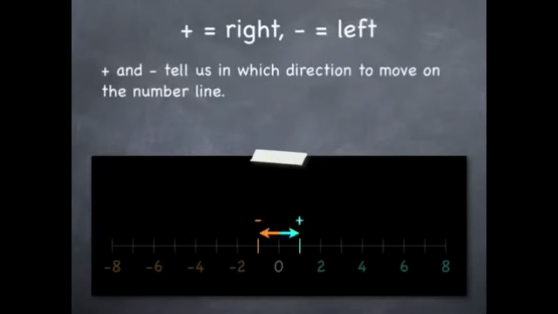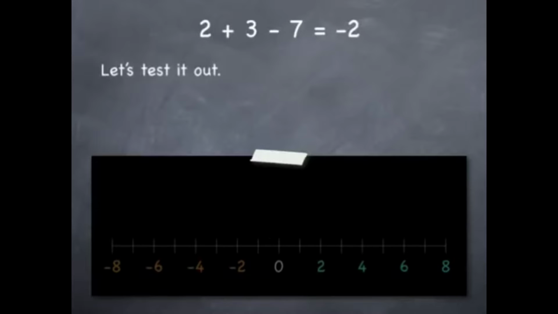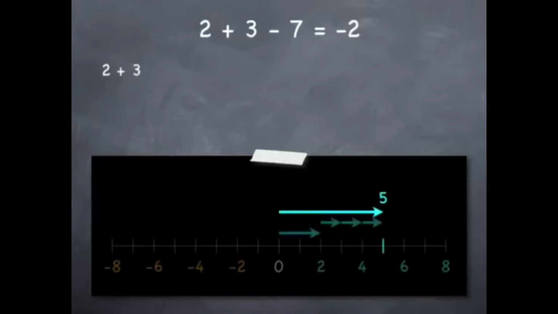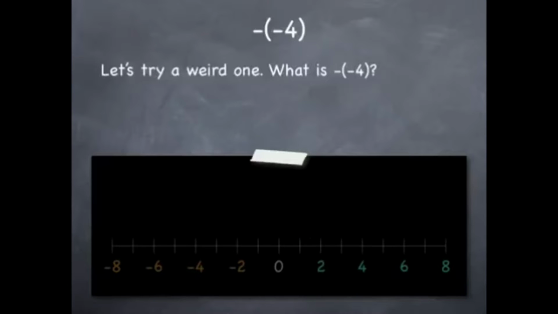Plus and minus tell us in which direction to move on the number line. Let's test it out. 2 plus 3 minus 7 equals negative 2. Let's try a weird one.